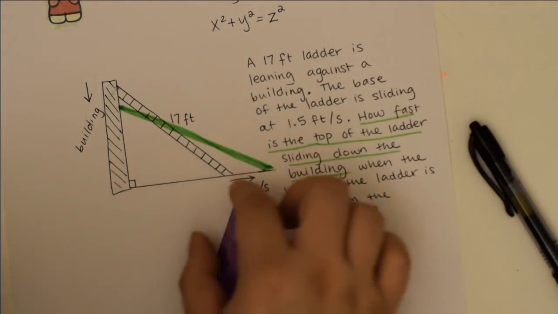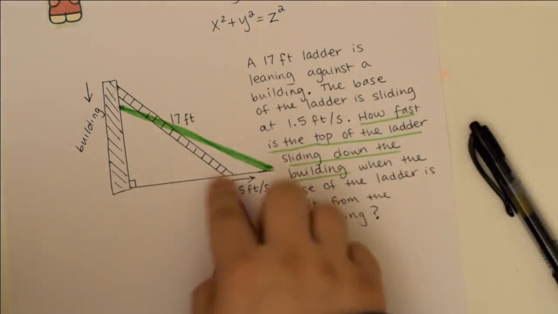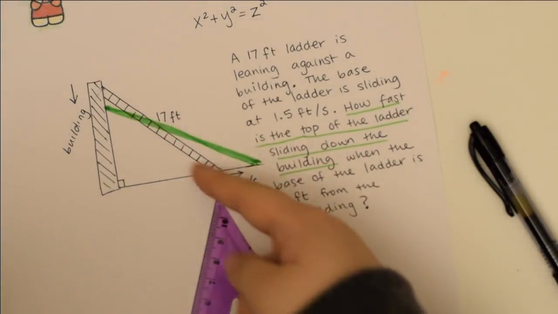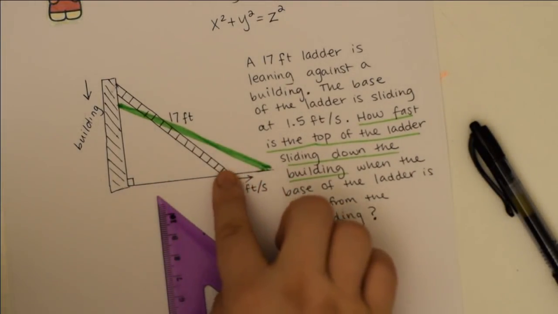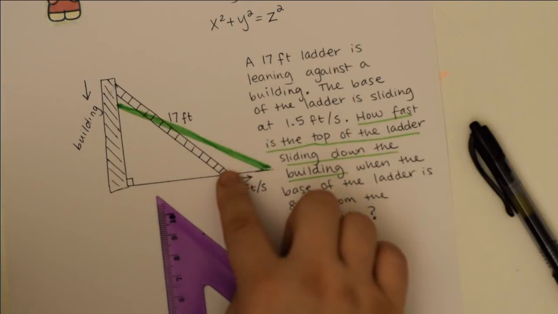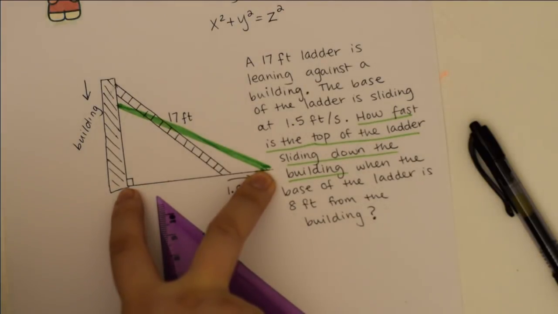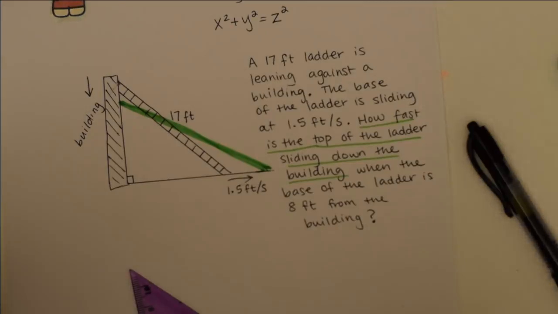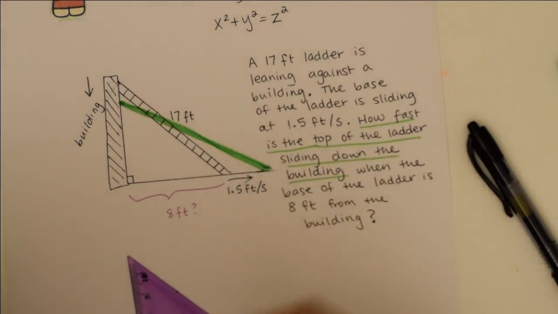So we don't know how far it starts, okay? We don't actually know how far the base of the ladder starts away from the building. All we know is that the ladder is 17 feet long. But we do know that this is being pulled out at 1.5 feet per second, and we're asking what happens at the exact moment that the base is 8 feet.